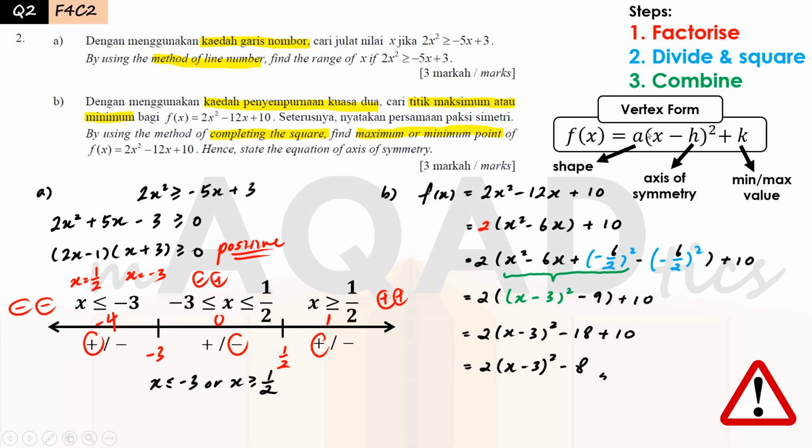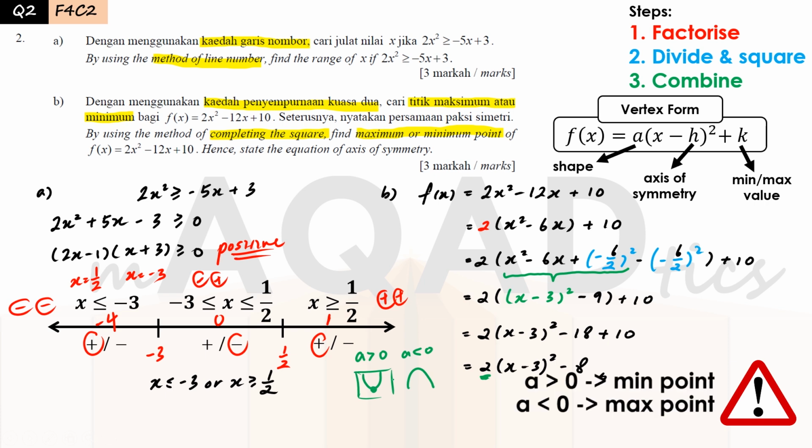Now we have this form, we can find whether it is maximum or minimum. We can look at the value of a, which determines the shape of the graph. Recall back, if a is greater than 0 it is a smiley face, a less than 0 is a sad face. Now it's a positive value, so it's a smiley face, and this means smiley face we have a minimum point here, so we are going to find a minimum point from this equation.